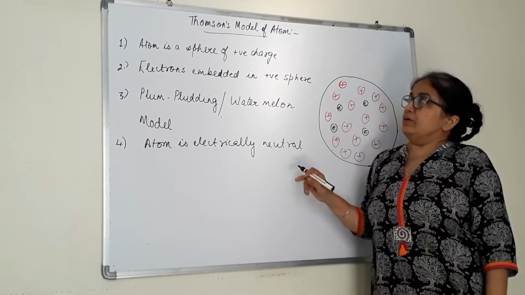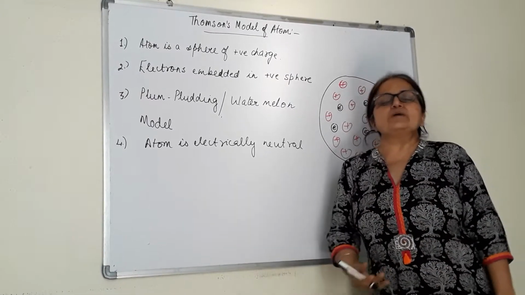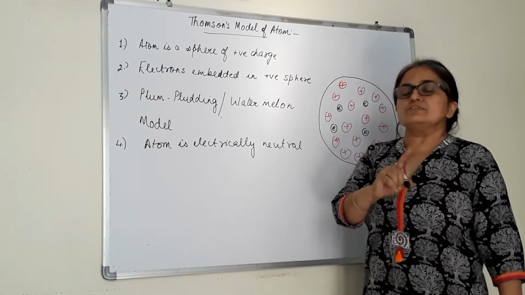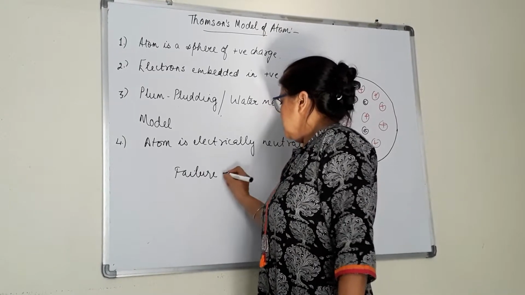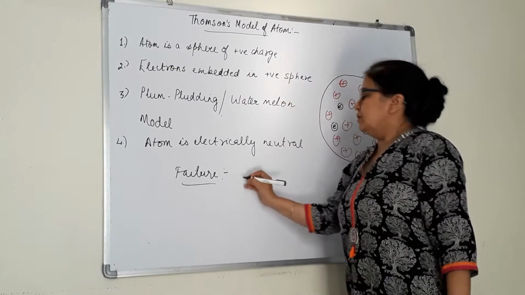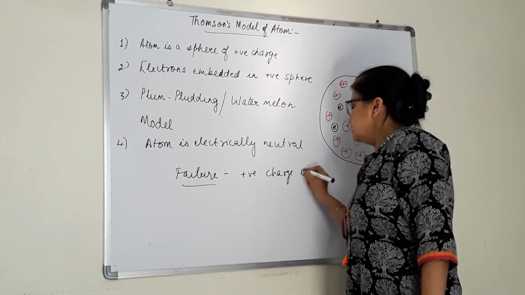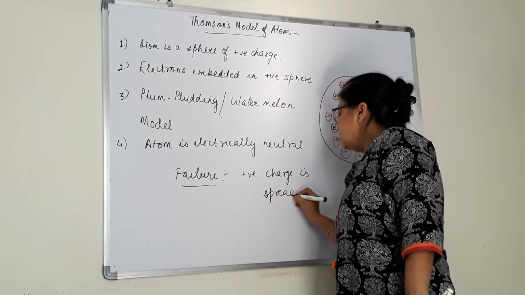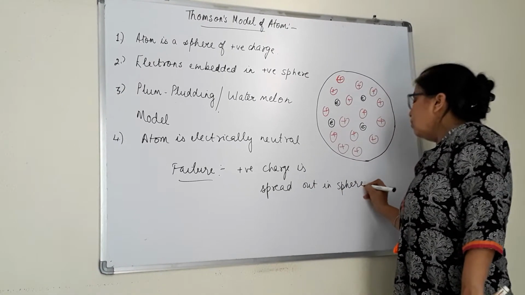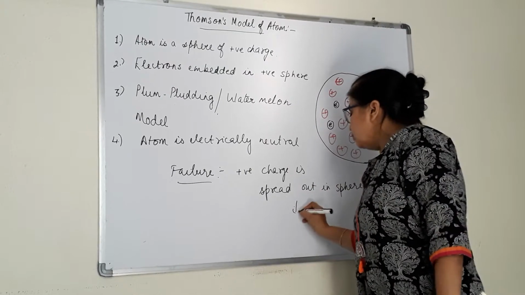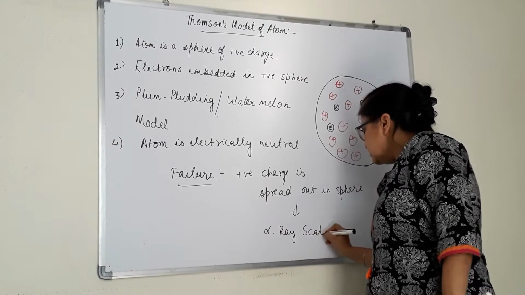Then this theory failed only after the alpha ray scattering experiment was performed by Rutherford. What was the major failure? The failure in Thomson's model was that the positive charge is spread out in the sphere. That was proved to be wrong. How was it proved wrong? It was proved wrong by the alpha ray scattering experiment, which we have to discuss just now.